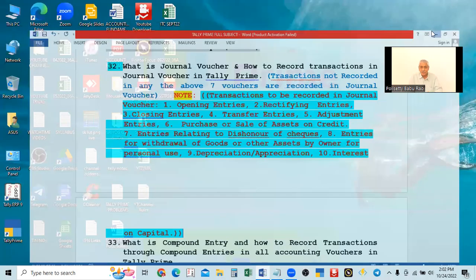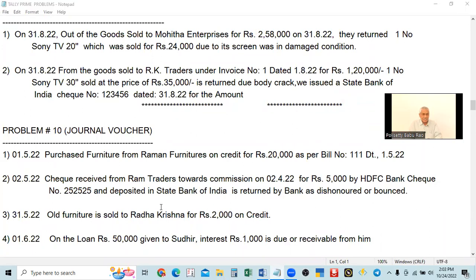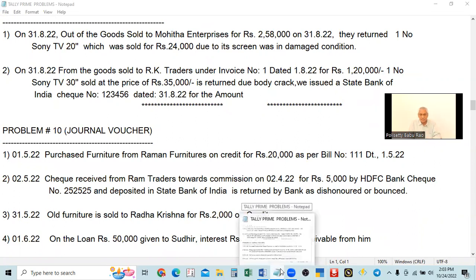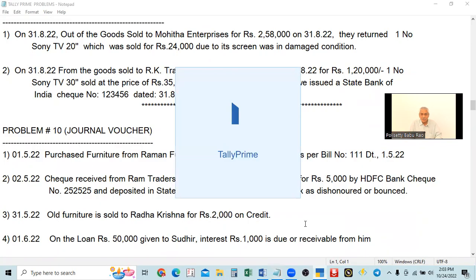So we will go to some transactions. We will take up some transactions. Okay, so we'll go to Tally Prime. When you are going to record transactions in Tally Prime, first of all, in any voucher, we have to go to Tally Prime and open it.